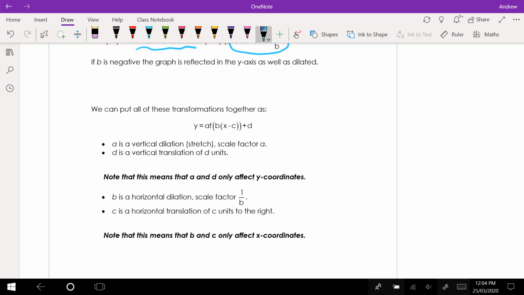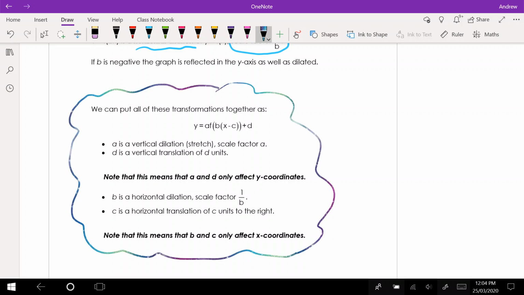We can put these transformations together as a general equation for any function. Because I've written it as f of x, that can be any function. It could be a linear function, a quadratic function, a cubic, or so on. But all the transformations together will look like that. A is a vertical dilation. So imagine stretching a slinky and we're stretching it up and down by a scale factor of how much we're multiplying it by. D is a vertical translation of d units.